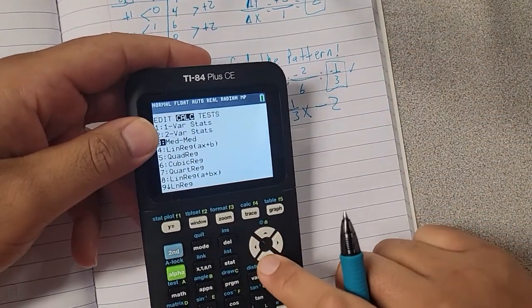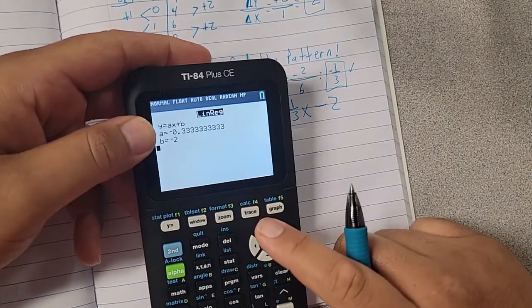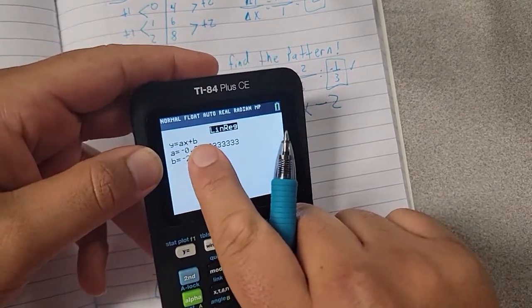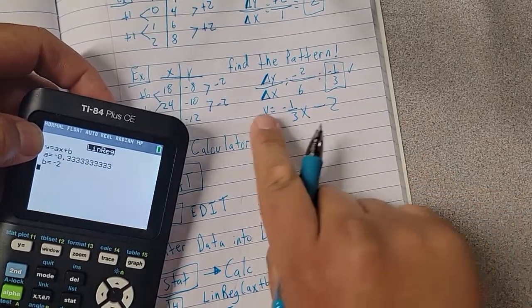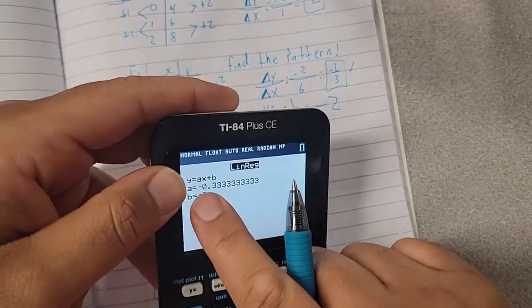Let me go back. Enter 5 times. All right. So don't put a plus all the time. If this is a negative, we're going to put -2. So you actually get the whole thing. But all we really want is the a part. All right.